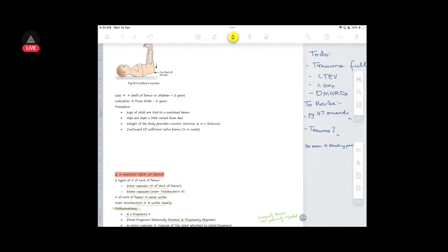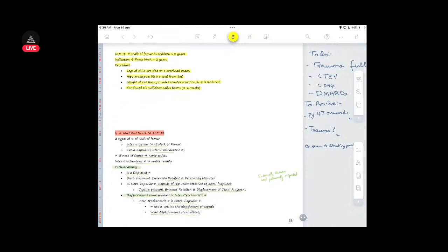Gallows traction can be provided in children if there is a fracture of the femur, indicated from birth to less than 2 years. Procedure: legs are tied to an overhead beam and hips are kept raised off the bed. The weight of the body provides counter traction and the fracture is reduced. It is continued until sufficient callus is formed, 3 to 6 weeks.